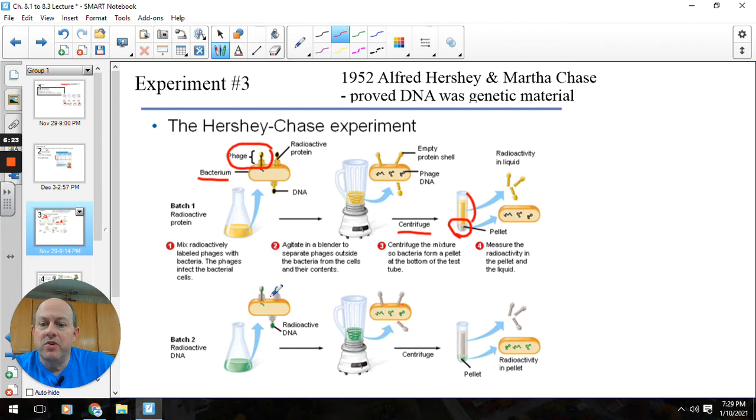They actually test it. And so this time we used a virus with radioactive DNA. The virus injected into the bacteria. Then we blended it up to get them separated off of each other. Then we centrifuged them to get our bacteria pellet down here, and then our virus floating around in the liquid. And what started off with radioactive DNA ended up with radiation in the pellet where the bacteria was. And this kind of proved it to the science world that DNA is the genetic material.